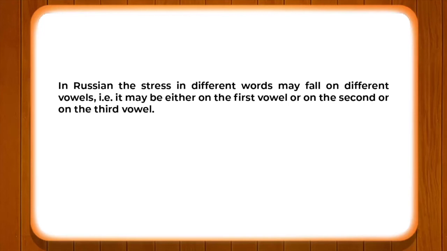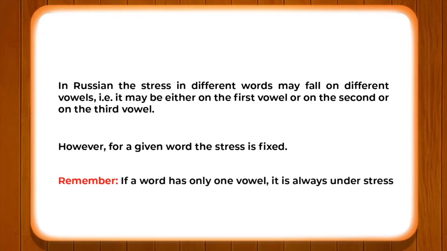As you know, in Russian the stress in different words may fall on different vowels. For example, we have done in our recent module such examples like malako or yablaka, where we have more than one vowel. So the stress is falling on the first, second or third as per the requirement of the word. However, for a given word, the stress is fixed. So please remember, if a word has only one vowel, it will always be under stress.